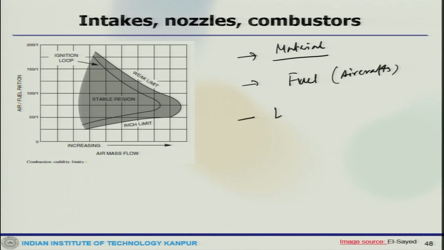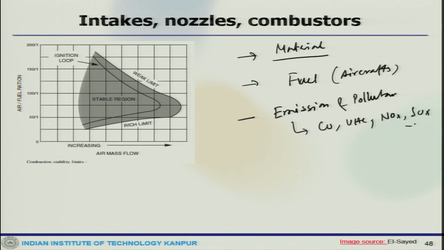Then another important aspect of the combustion chamber design is emission or pollutants. The design should be such that emissions like CO, unburned hydrocarbons, NOx, SOx should be as reduced as possible. But again, these components are all connected with the kind of fuel you are using, the kind of mixing that takes place, and the kind of combustion you have.